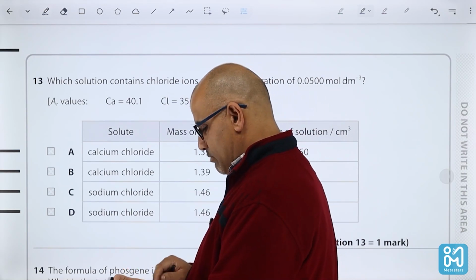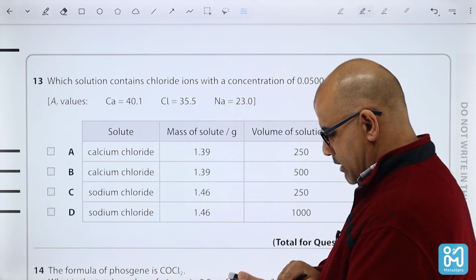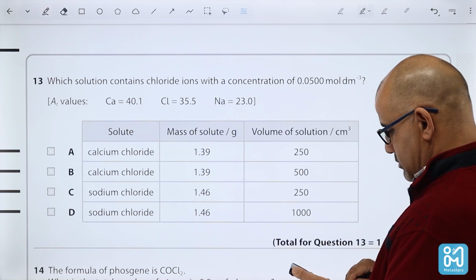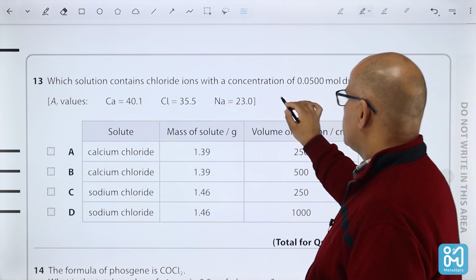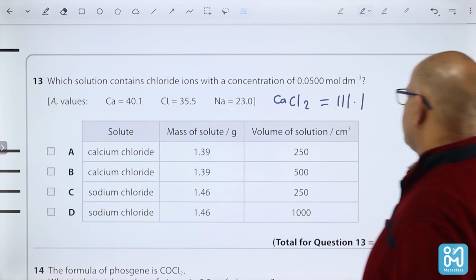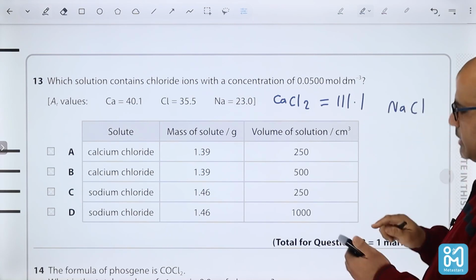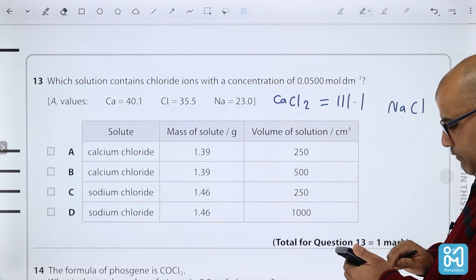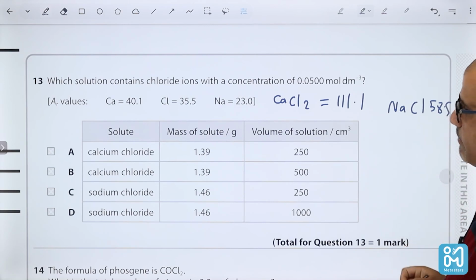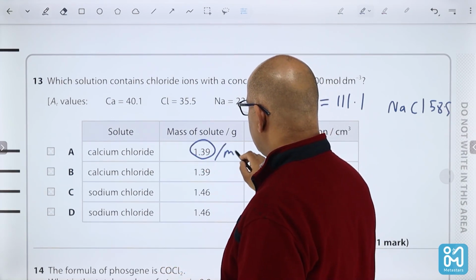For calcium chloride, the molar mass is 40.1 plus 2 times 35.5, and this is 111.1. So CaCl2 molar mass equals 111.1. Okay, and for NaCl, it's only 23 plus 35.5, which is 58.5. Now to find the moles of each one, it is the mass over the molar mass of each one.